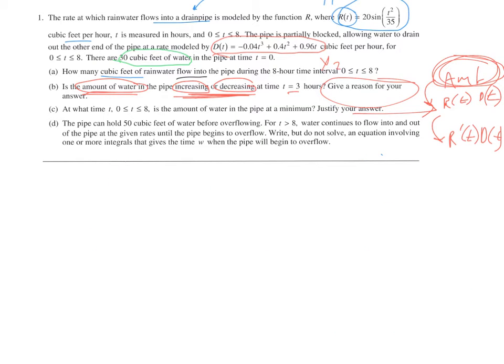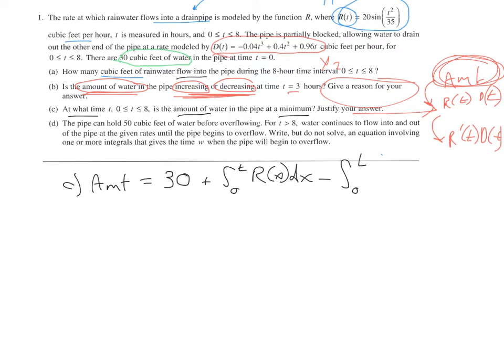Okay, guys, we look at part C. It says, at what time is the amount of water a minimum? So this is kind of like part D of the example we did Monday, the one that I said was kind of tough. For part C, well, what is the total amount of water? Well, the total amount of water is going to be 30, what we originally started with, plus the integral from 0 to t of r of x dx, minus the integral from 0 to t of d of x dx.